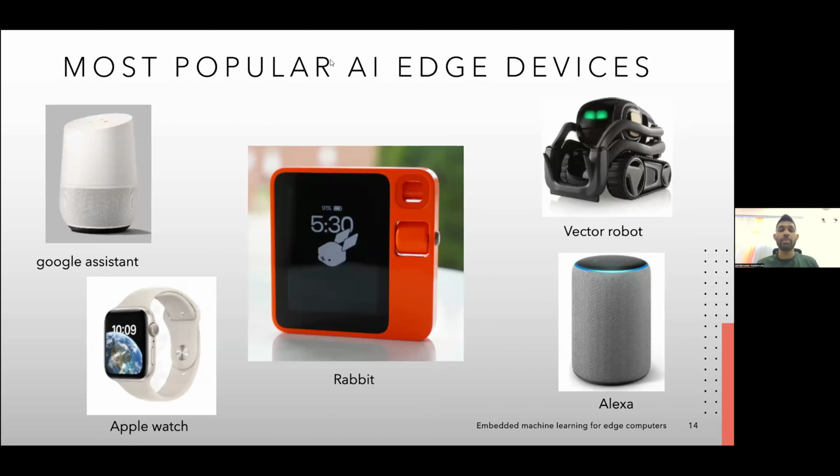So in my last slide, I will discuss the most popular AI devices in the world. Those are some of the most popular devices: Google Assistant, Apple Watch, Alexa, Vector Robot, and this is the main thing, Rabbit device. Because all those components have machine learning algorithms. Vector Robot can identify our speech, and Apple Watch can identify our motions, and also Alexa and Google Assistant can identify our speech commands. And Rabbit can do a lot of things.